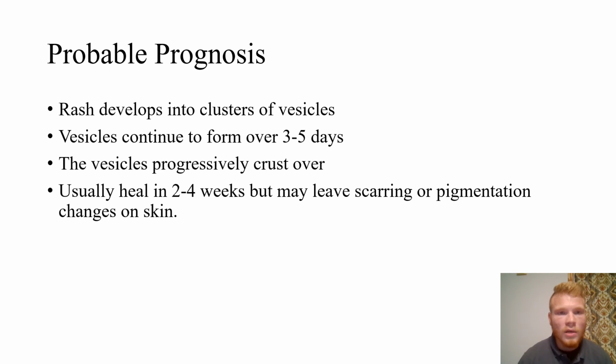So some probable prognosis: the rash develops into clusters of vesicles. Vesicles continue to form over the 3 to 5 days. So over this time period, they get bigger and more sensitive until they reach the scab over phase. At that point, they're just really itchy. The vesicles progressively dry out and crust over. They usually heal within like 14 to 28 days. Depending on the severity of the flare-up, they can leave scarring or discoloration of the skin.